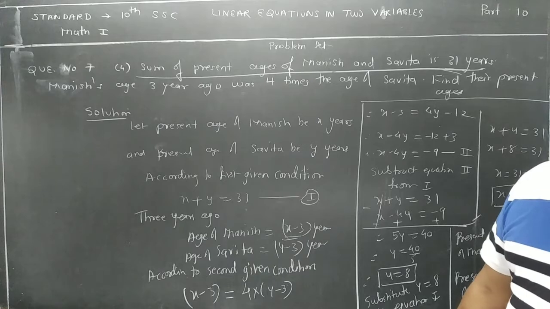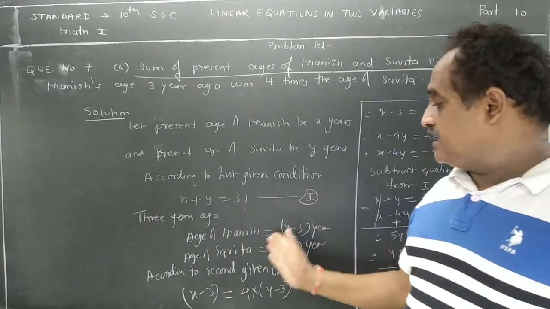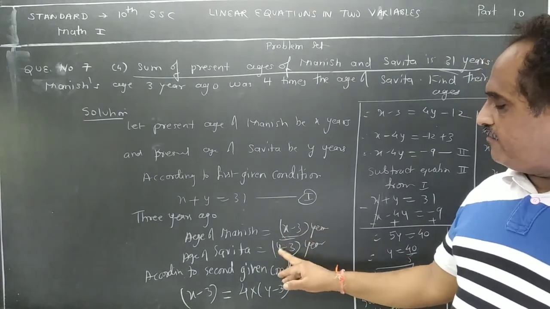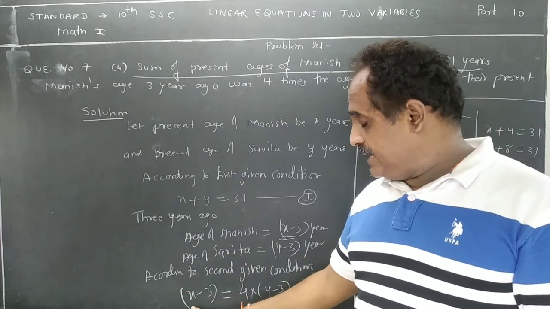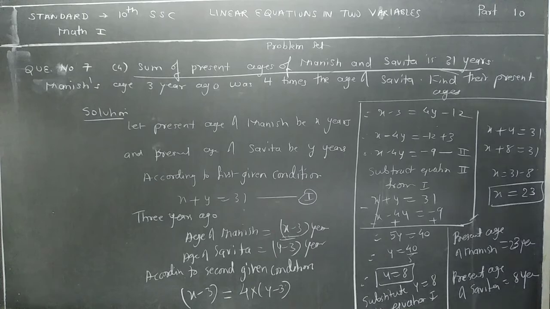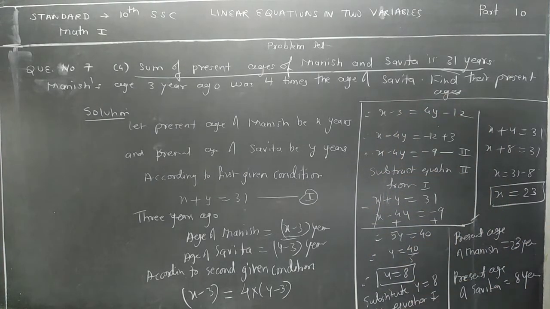3 years ago, in such cases, we have to find out the age of Manish as well as Savita 3 years ago. So if today their age is x, then 3 years ago it is x minus 3, y minus 3 also, and they have given the age of Manish is 4 times the age of Savita. So x minus 3, we got the equation, we have solved it and we got the answer as what? Age of Manish is 23 years and present age of Savita is 8 years.